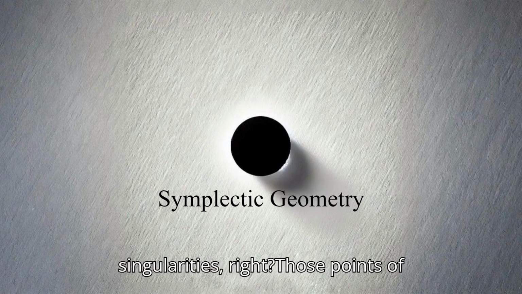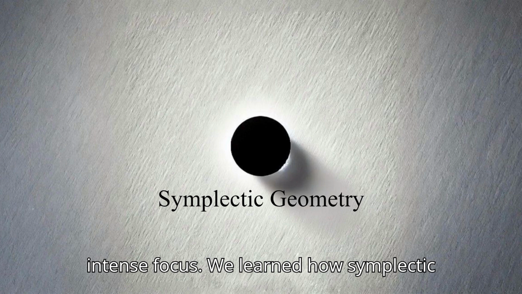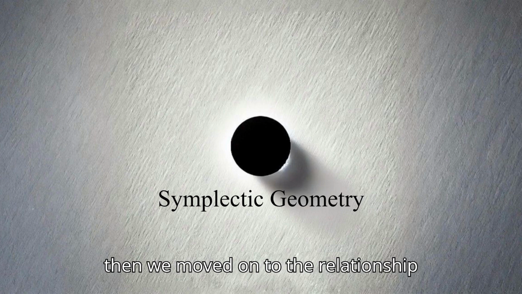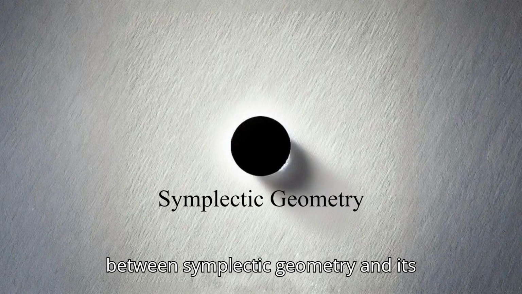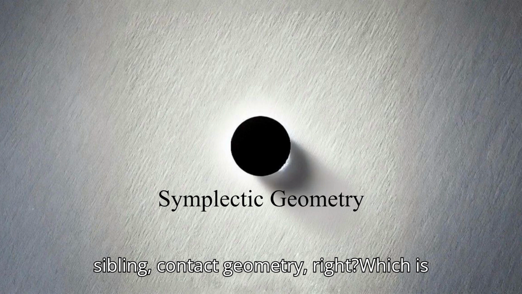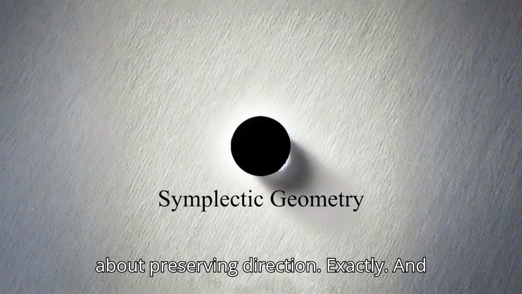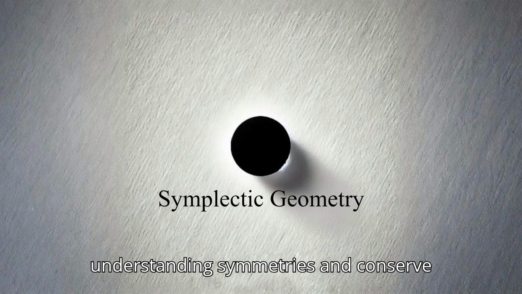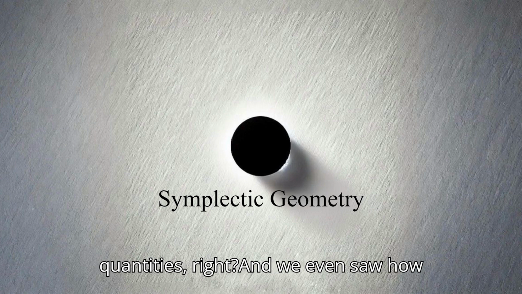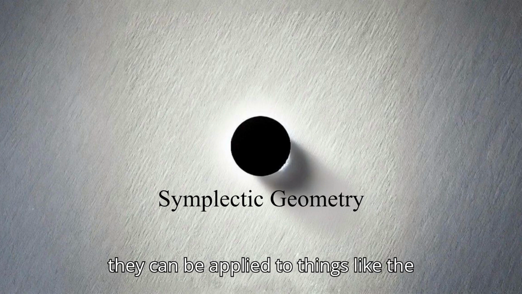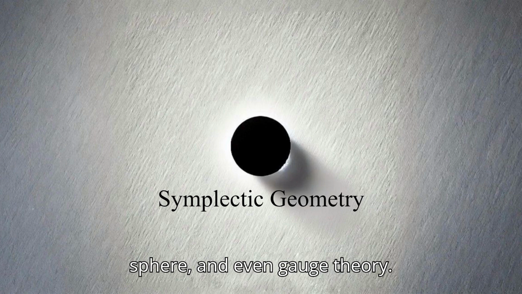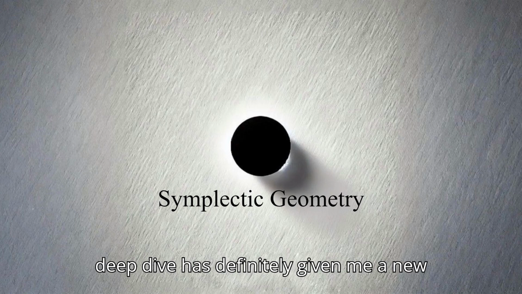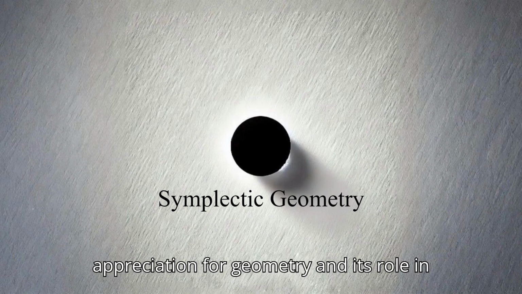And we can't forget about the singularities. Right, those points of intense focus. We learned how symplectic geometry can be used to classify them and figure out how they behave. And then we moved on to the relationship between symplectic geometry and its sibling, contact geometry. Right, which is about preserving direction. Exactly. And then finally, we explored the world of moment maps. Yes, a powerful tool for understanding symmetries and conserved quantities. And we even saw how they can be applied to things like the spherical pendulum, the torus acting on a sphere, and even gauge theory. It's amazing how it all connects. This deep dive has definitely given me a new appreciation for geometry and its role in the universe.